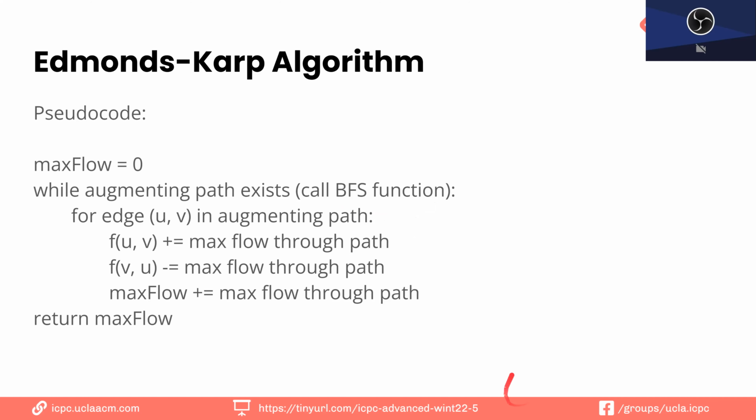So the pseudocode for this algorithm is just as follows. We have some max flow that we're trying to find, and then we look for an augmenting path, and this is when we call BFS. When we find that path, we go through the edges and we increment and decrement. This is updating the residual graph and then adding this new flow to the max flow. It's pretty straightforward, and all we need to do is implement BFS as we know and love.